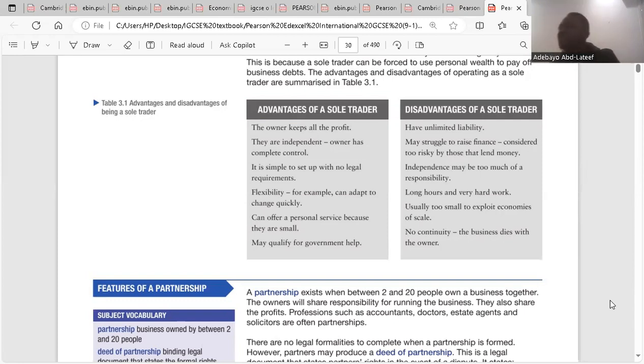Three, it is simple to set up. You don't need a lot of money to set it up. You don't need a lot of paperwork. You can just open your business in front of your house here because it's a sole trader. Is it clear? The fourth one I wrote is that whatever you want to do with the business, you can adjust quickly. If you want to change from a barber shop to a tailoring shop, you can change it because it's a small business. Is it clear?